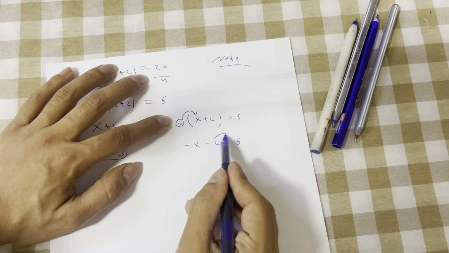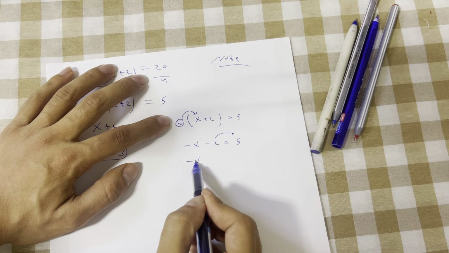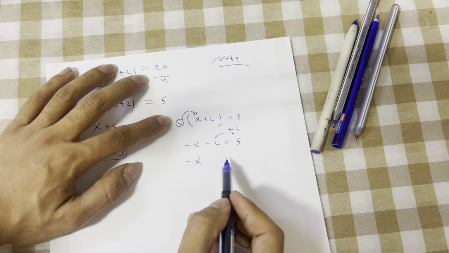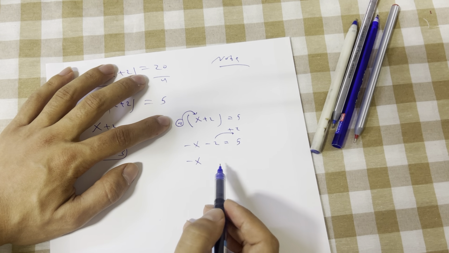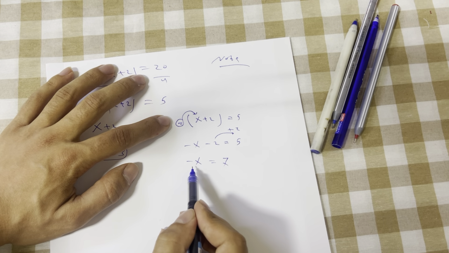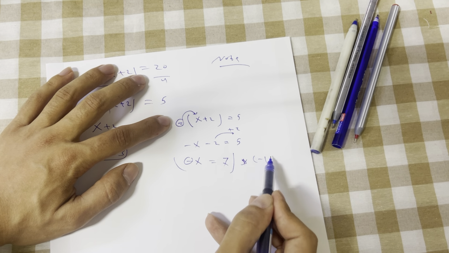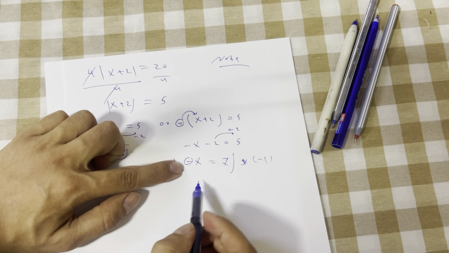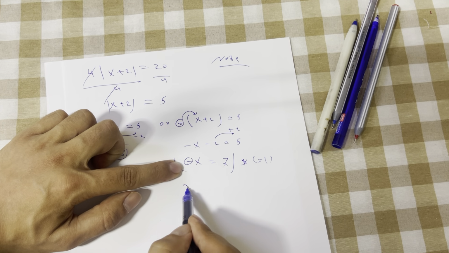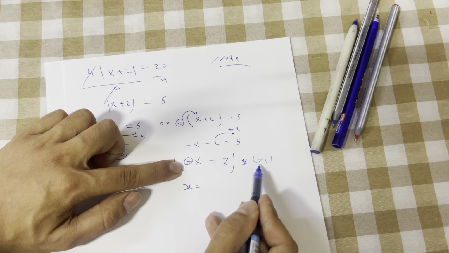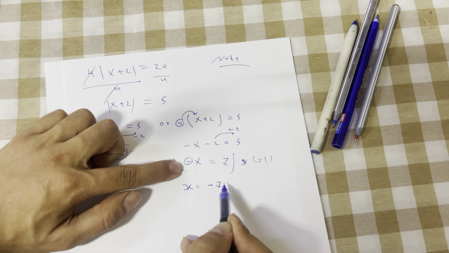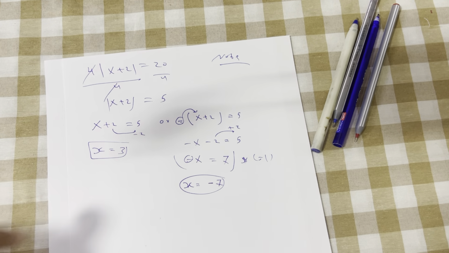Now I have to move the 2 to the other side. Negative x, it will be positive, right? Positive 2 plus 5 equals 7. Now I have the sign. I have to multiply by negative to remove the sign. Negative times negative is positive. Negative times positive is negative 7. So this is the result.